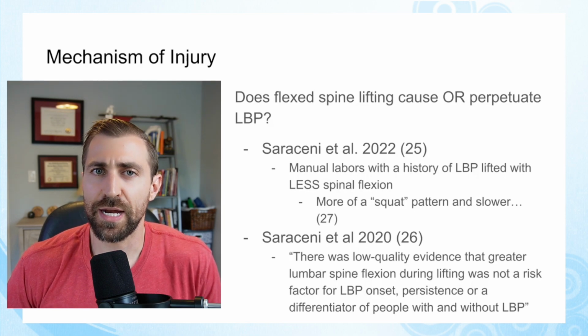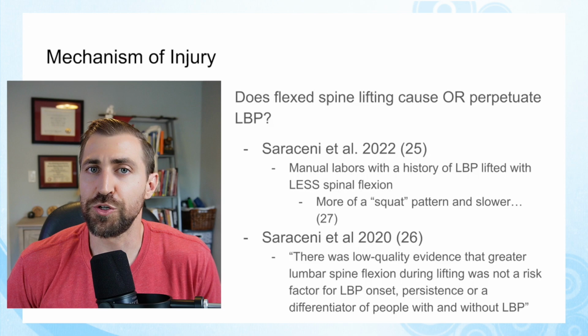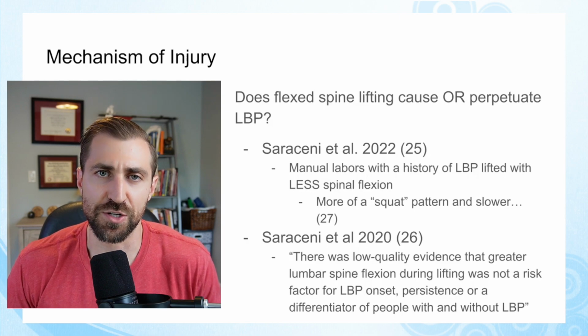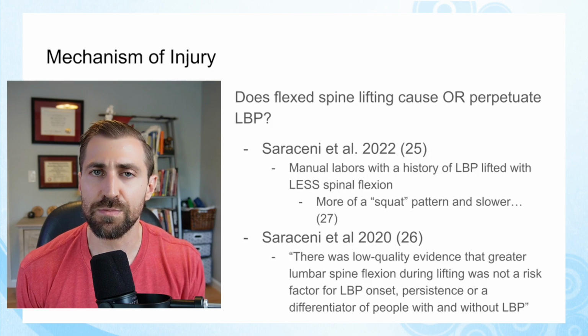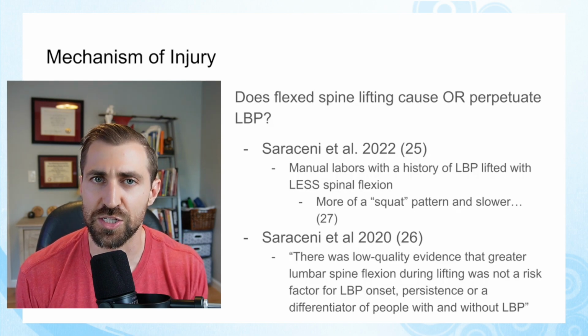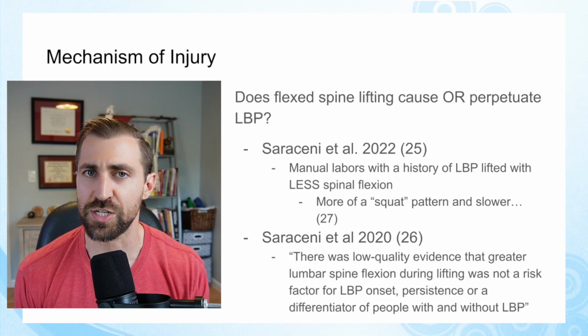The other piece they looked at is if you currently have low back pain, if you choose to keep lifting with a flexed spine, it doesn't seem like that's going to make your pain persist any more than lifting with a different strategy. So, at least based on this research study, it doesn't seem to make a difference if you lift with a rounded spine or more of a neutral spine in your risk of having low back pain in the future.